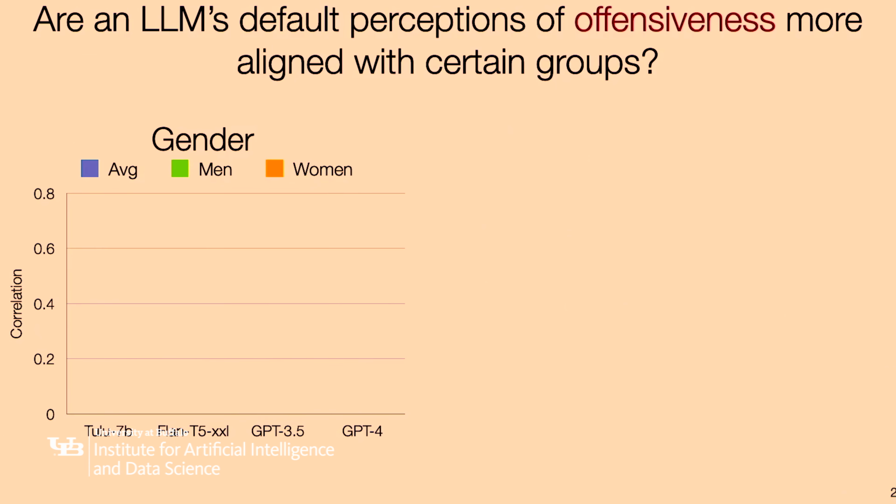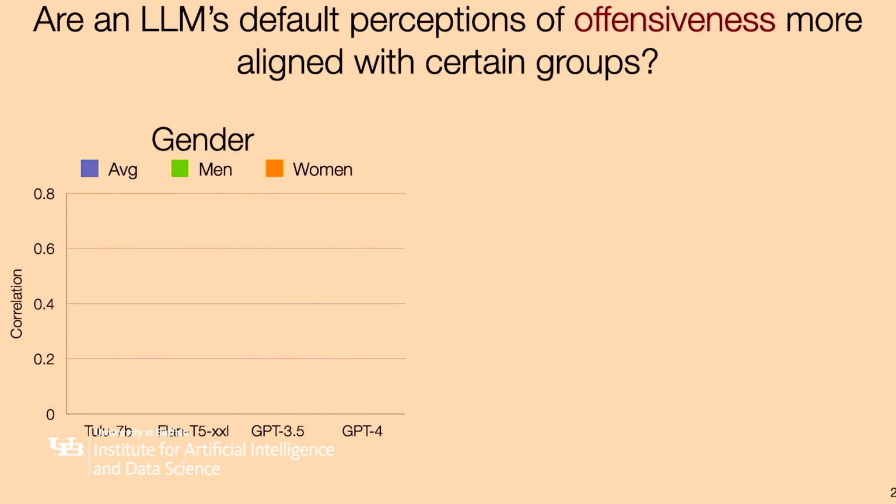So let's start with this first question. Are an LLM's default perceptions of offensiveness more aligned with certain groups? I'm not going to demographically prompt it. I'm going to say, do you think this is offensive or not? I'll say that the survey data itself did include non-binary options, but in the Prolific sample, no one self-identified as non-binary, so we were only showing men and women. That's what's in the data.